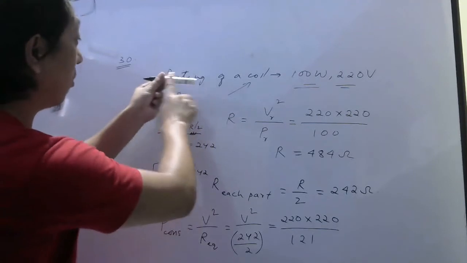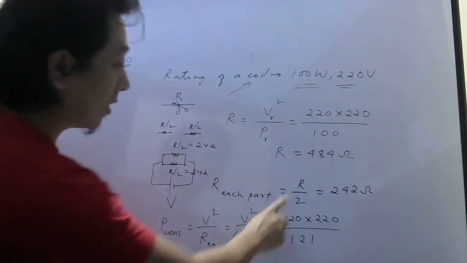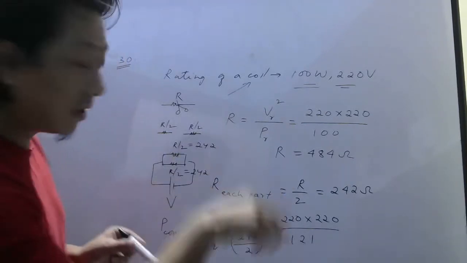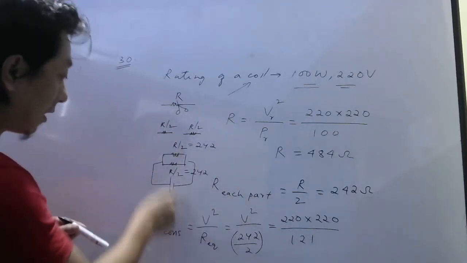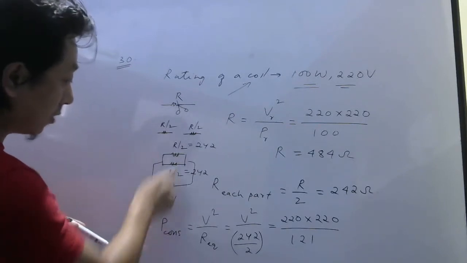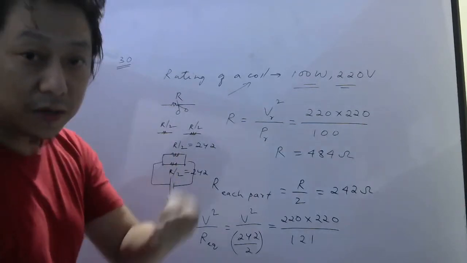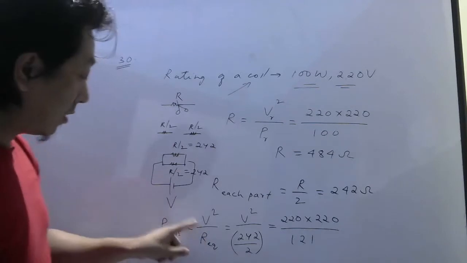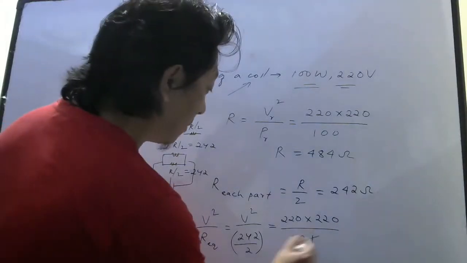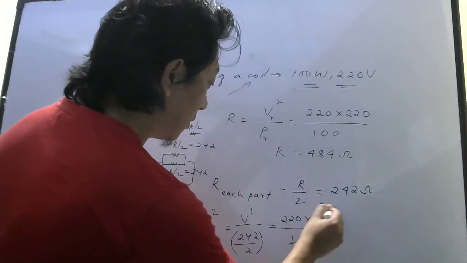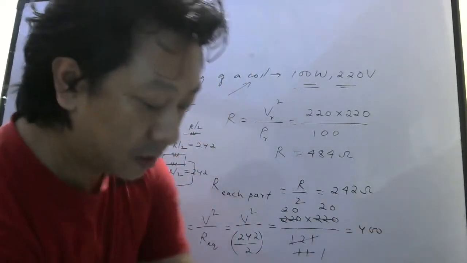First they had one coil, then they cut it in equal halves, so the resistance of each part is half of the original. Then connecting those two in parallel, the resistance becomes further halved. Then they connect the same source, and they ask the power consumed by these coils. Whenever there is more than one resistor, if you know the voltage, use voltage squared by R equivalent. So 400 watt is the answer.